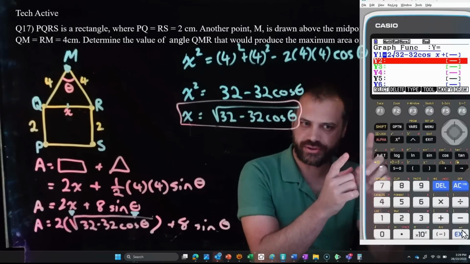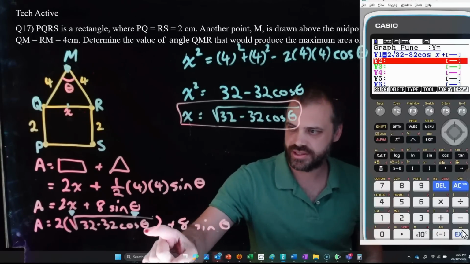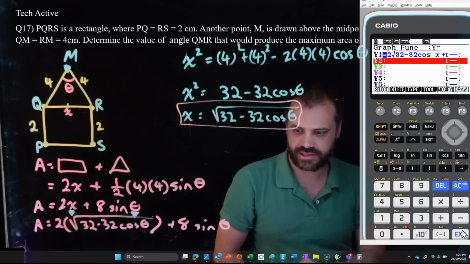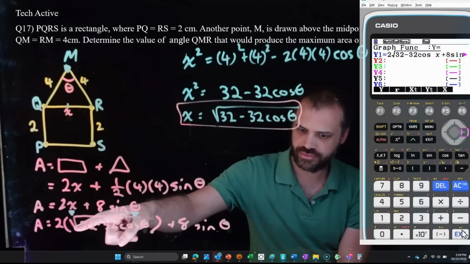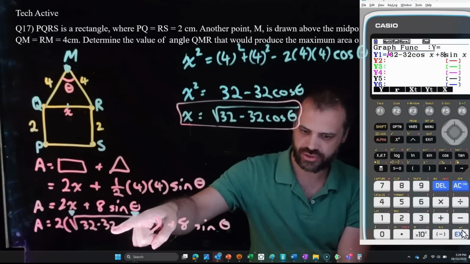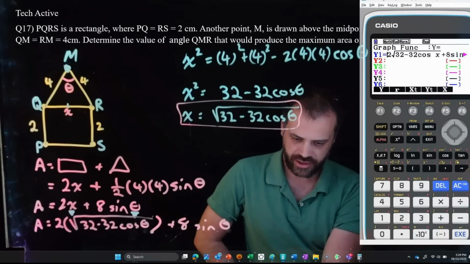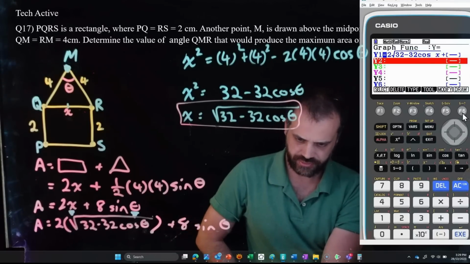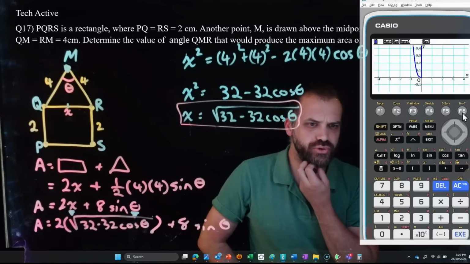So I've gone into my calculator and I've typed it exactly as you see it there, but everywhere there's a theta, I've put an x in, right? That's confusing because we were using x earlier. 2 square root 32 minus 32 cos x plus 8 sine x. Okay, well, let's draw it. Whoa, okay, that seems pretty wild.